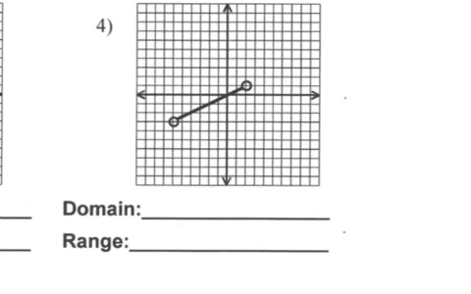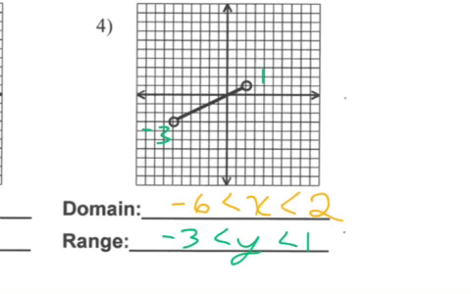Now these are two open circles, so we're just going to have less than or more than. Our x's, the largest value is a +2. The smallest value is a -6. So we'd have -6 less than x less than +2. Y values are going to be 1, and -3 there, so we'd have -3 less than y less than 1.